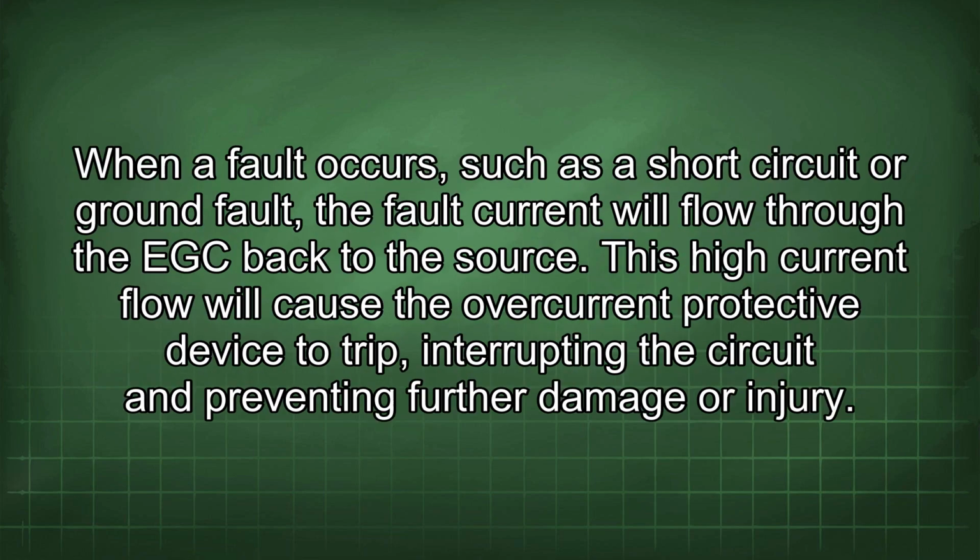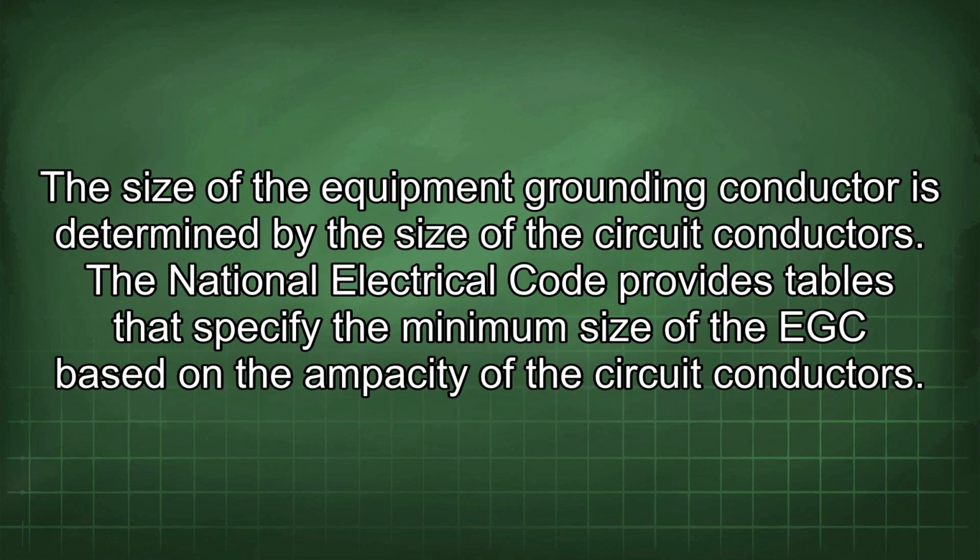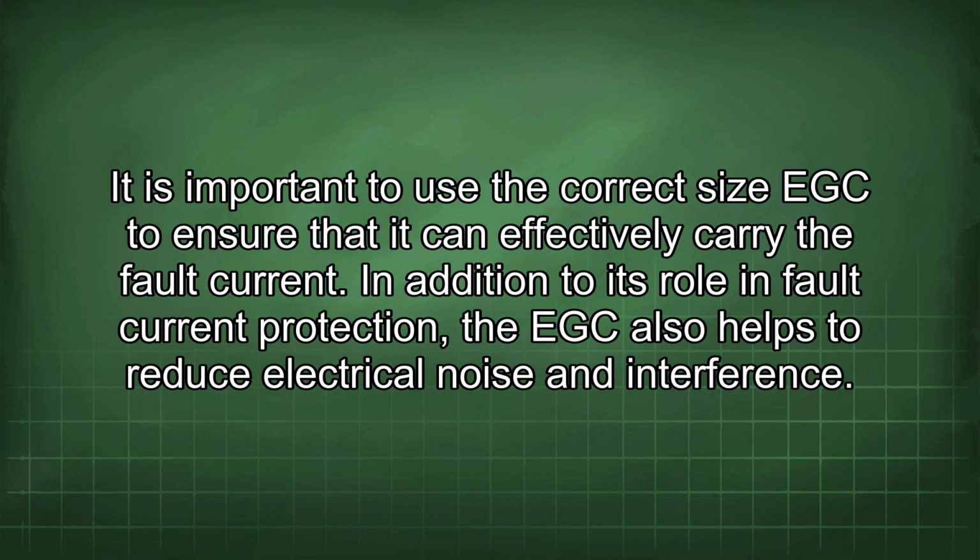When a fault occurs, such as a short circuit or ground fault, the fault current will flow through the EGC back to the source. This high current flow will cause the overcurrent protective device to trip, interrupting the circuit and preventing further damage or injury. The size of the equipment grounding conductor is determined by the size of the circuit conductors. The National Electrical Code provides tables that specify the minimum size of the EGC based on the ampacity of the circuit conductors. It is important to use the correct size EGC to ensure that it can effectively carry the fault current.